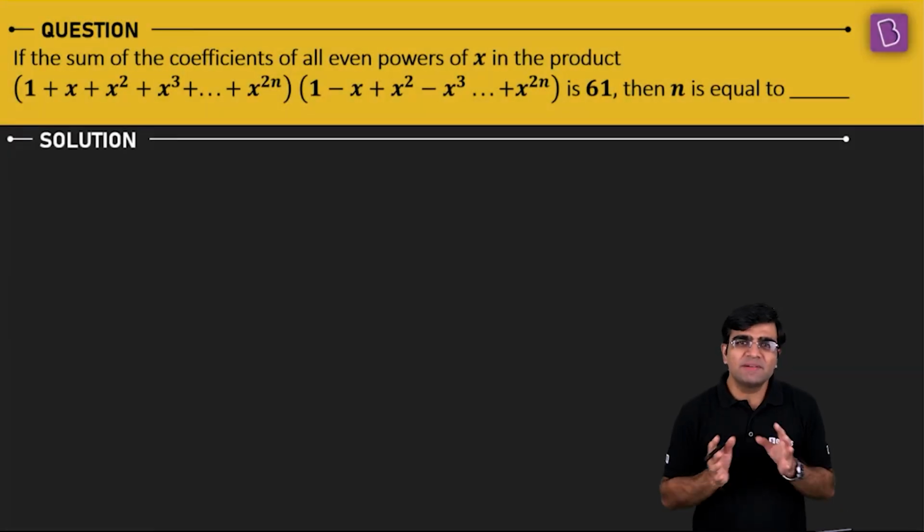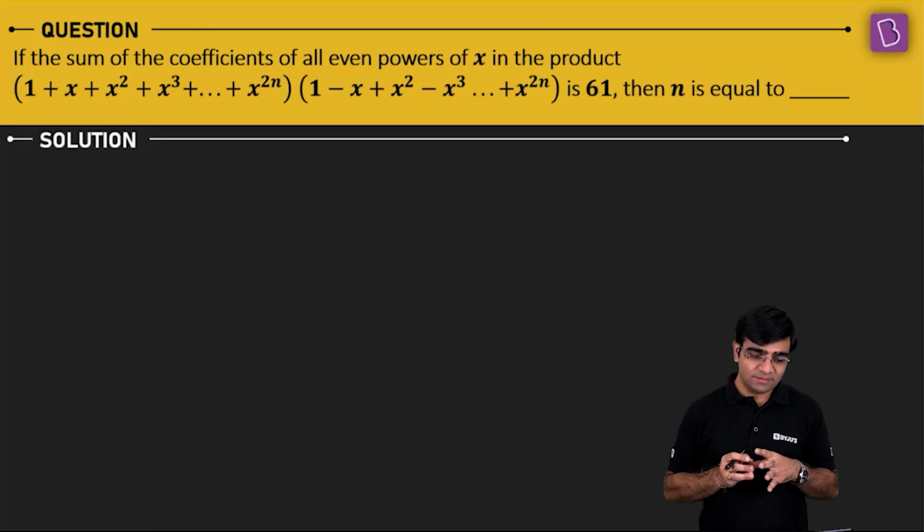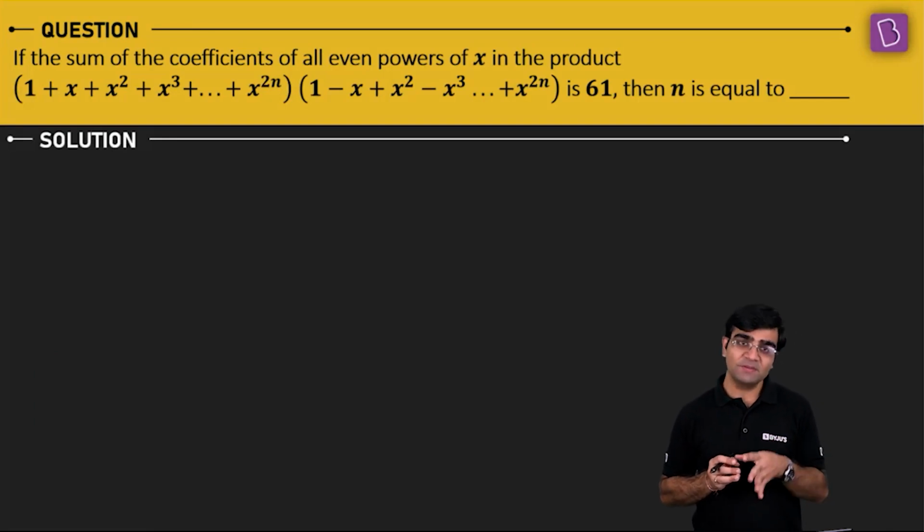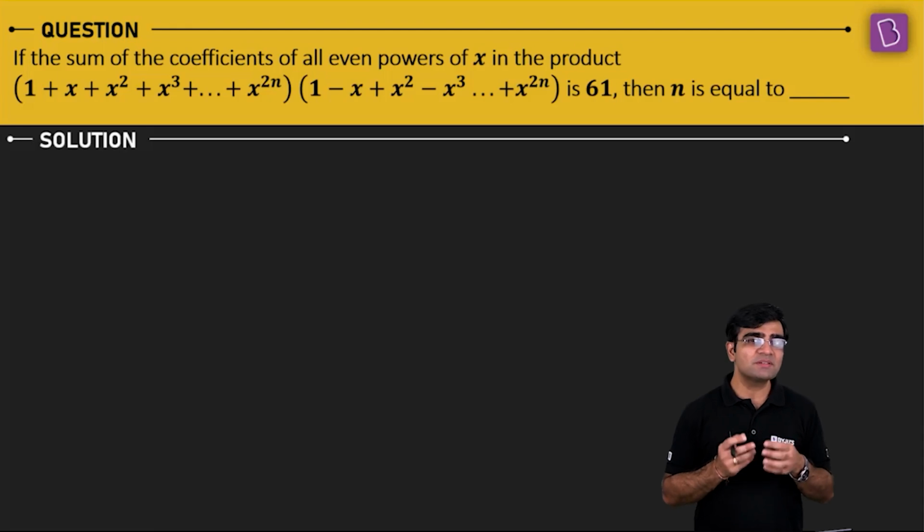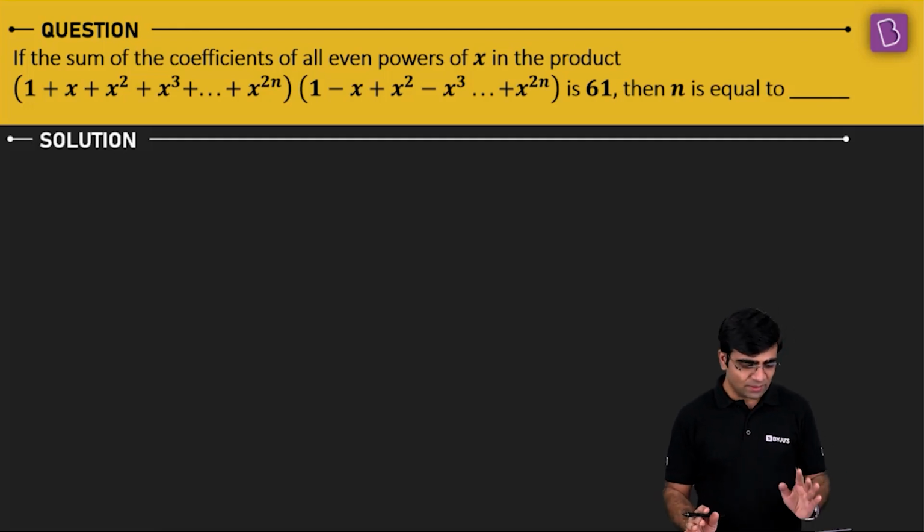Now this question is a very popular application. Can you connect it to the chapter? Sum of the coefficients of even powers of x in the product. Where have you seen such questions? Which chapter? Sum of the coefficients of all even powers of x. Binomial theorem. Exactly. All right. So this is the generalized format of that one only.